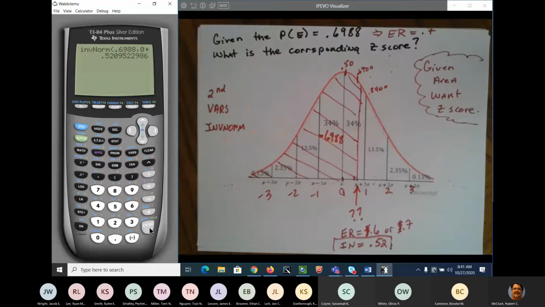Question. Yes, ma'am. On my calculator, my inverse norm has extra information on it. It has something called the tail, and then it says center or right. Okay, this would be left tail because it's on the left side. So you would put left tail, and it should give you 0.52. Yeah, okay, it did.